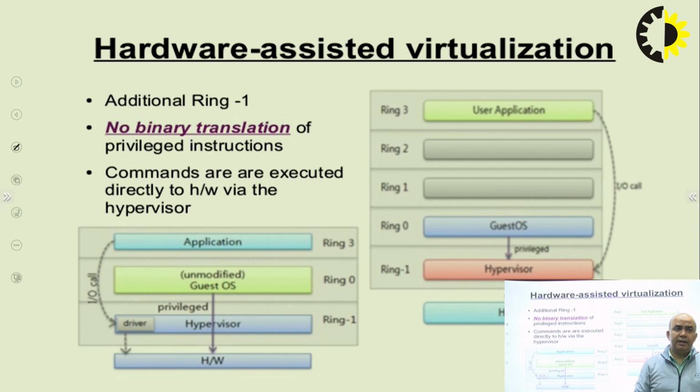Another type is hardware assisted virtualization, in which we have added one more ring, ring -1, where the hypervisor sits. We have a hardware hypervisor and unmodified guest operating systems that can interact with the virtual machines.